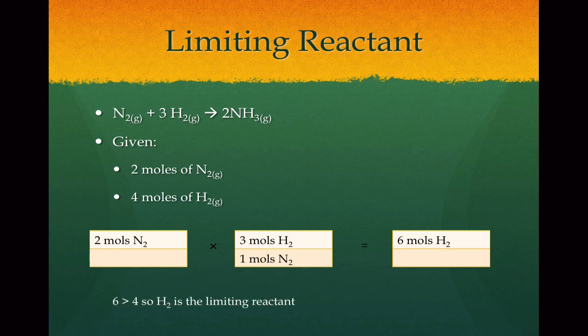Now, we compare our ideal value that we calculated, so 6 moles of H2, to the actual number of moles of H2 that are present in the system. In this case, 6 is greater than 4, so H2 is the limiting reactant. If we have 2 moles of N2 and 4 moles of H2, the 4 moles of H2 will run out first or be used up first according to the balanced chemical equation at the top of this slide.